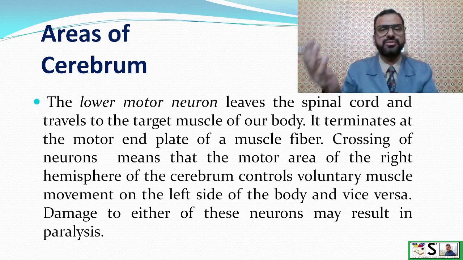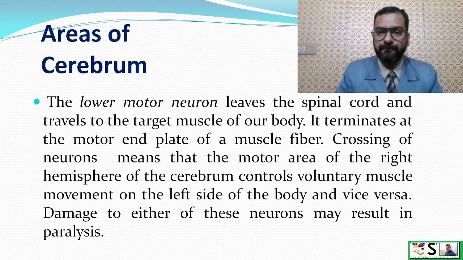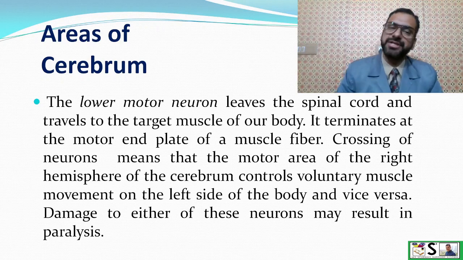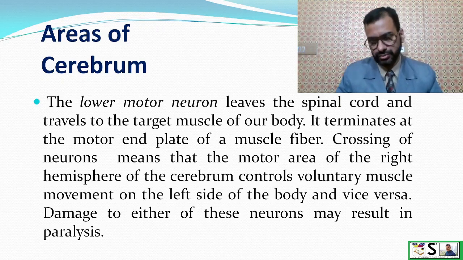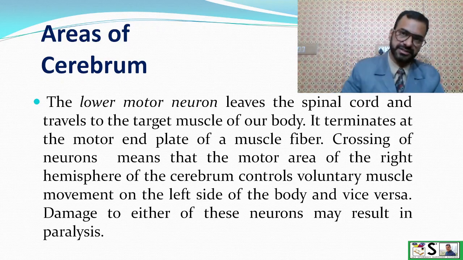For example, muscle of the hand or muscle of the leg. And it terminates at the motor end plate of the muscle fiber. The crossing of neurons means the motor area of right hemisphere of the cerebrum controls voluntary muscle movement of the left side of the body and vice versa. Damage to either of these neurons, upper or lower, may result in paralysis.